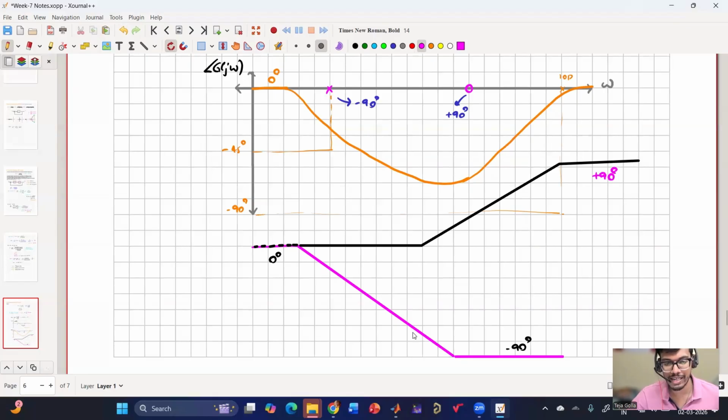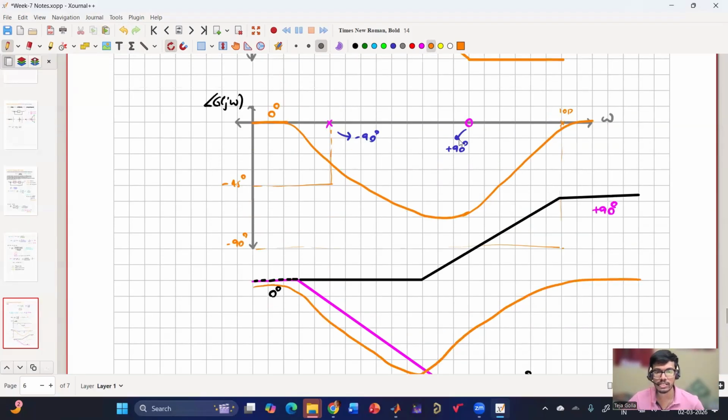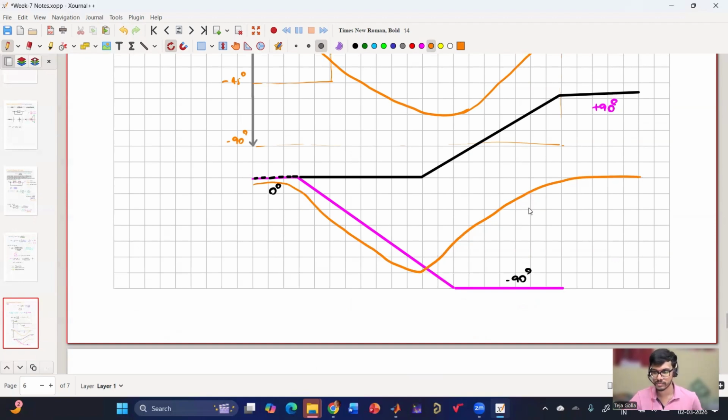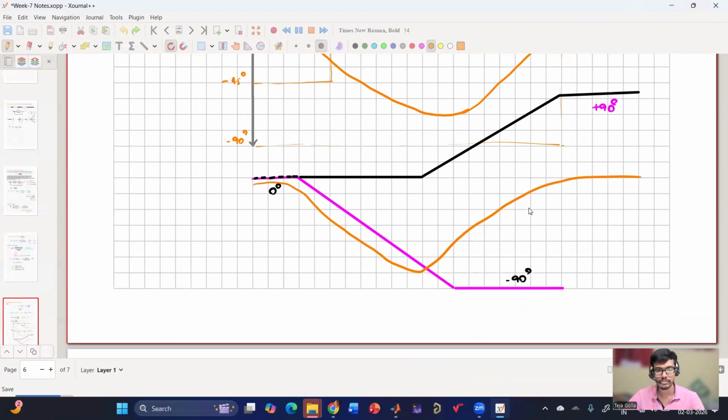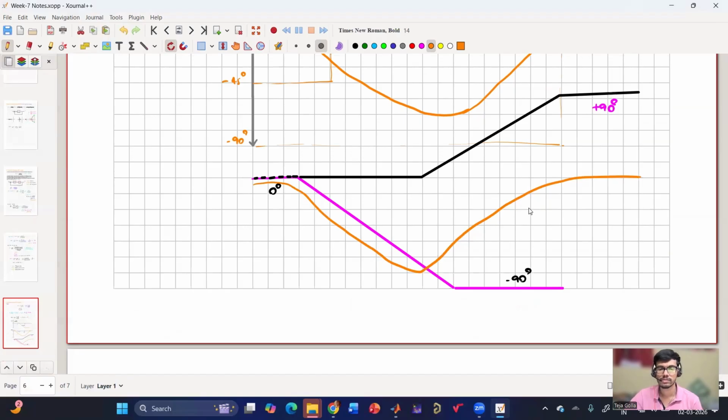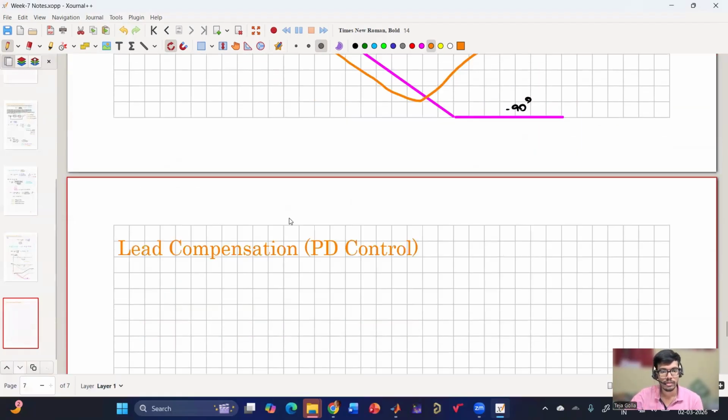Because of this, it will decrease, and once this slope is gone, then this will pick up. So eventually it will start at zero, it will dip, and then it will come up and settle at zero. That's how we are getting it. Because of the pole, it will dip first, and then after the zero, it will pick up. Clear, right? Any confusion? Yes, sir. Okay.